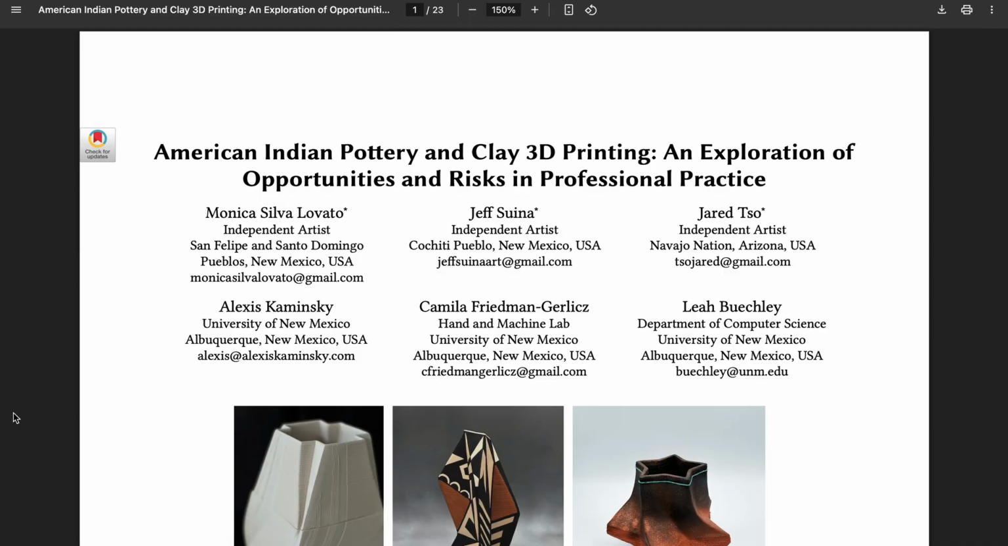Next up was this paper, American Indian Pottery and Clay 3D Printing, an exploration of opportunities and risks in professional practice. This paper was done out of the University of New Mexico, and they've been doing a variety of ceramics-based investigations using technology. They've done several pieces of work around using clay 3D printers. And this paper is interesting because they actually had some professional artists come in and basically do a residency playing around with the technologies and trying to understand how they might impact their practice.